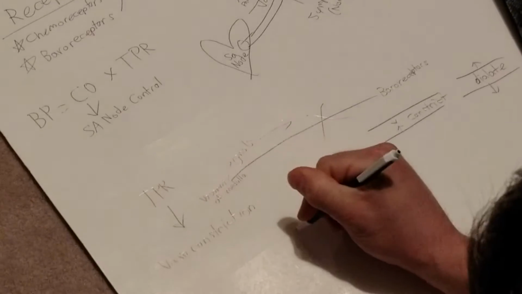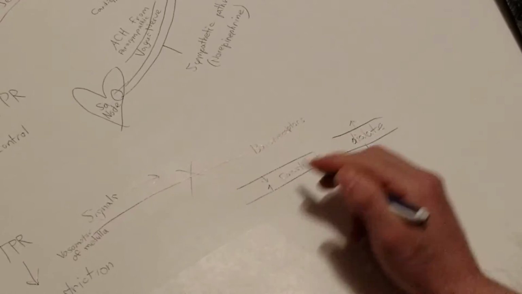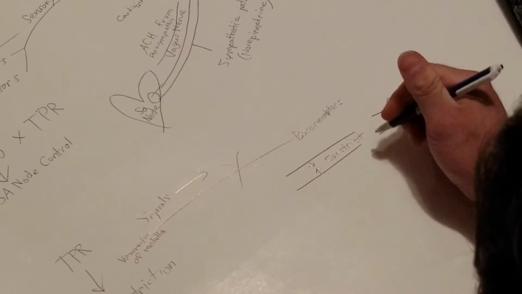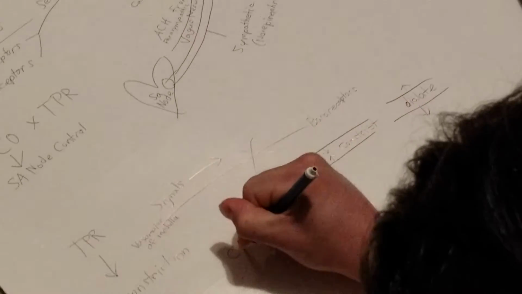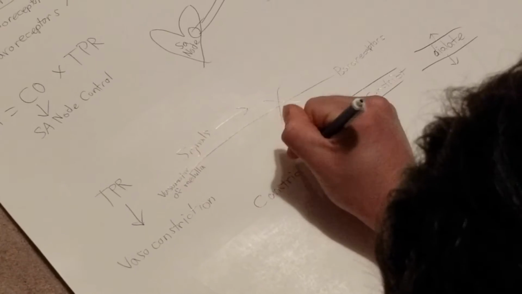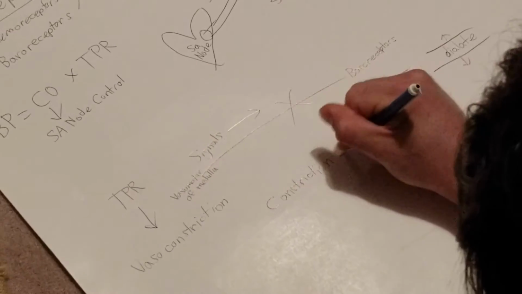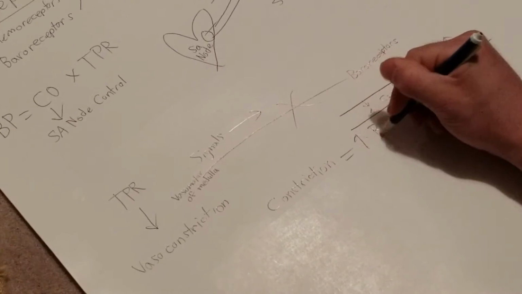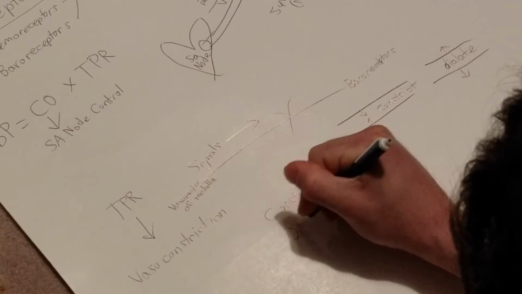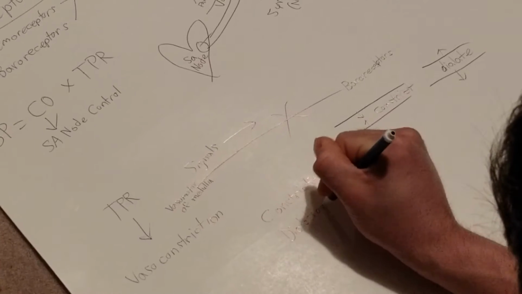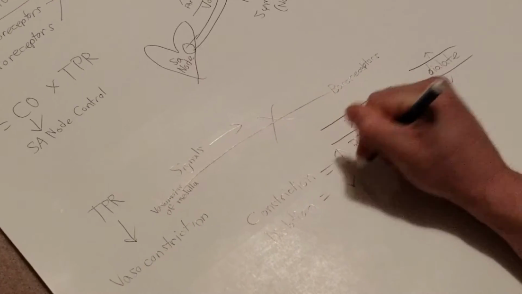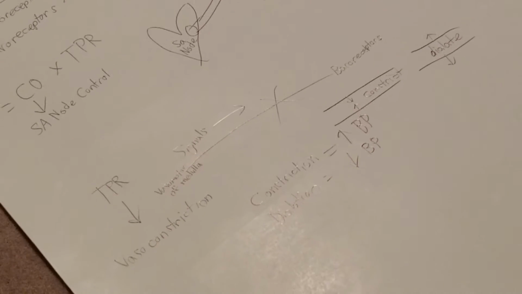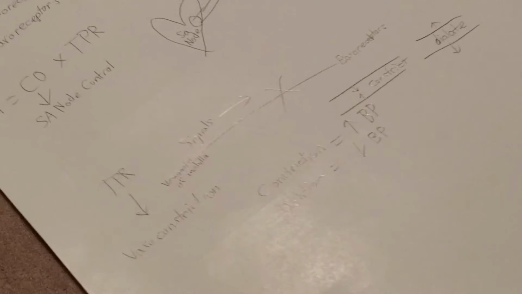Whenever our vessels are constricted, and the constriction happens in the arterioles, our blood pressure rises. So constriction equals increased blood pressure. Dilation equals decreased blood pressure. And that is how our blood pressure is regulated in the short term.